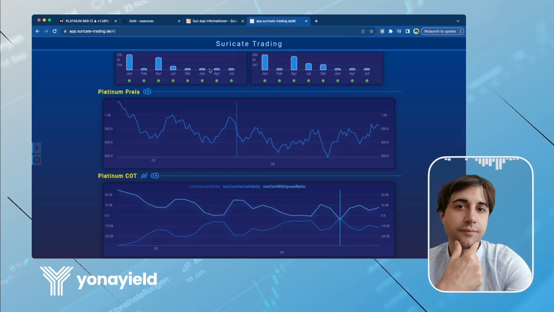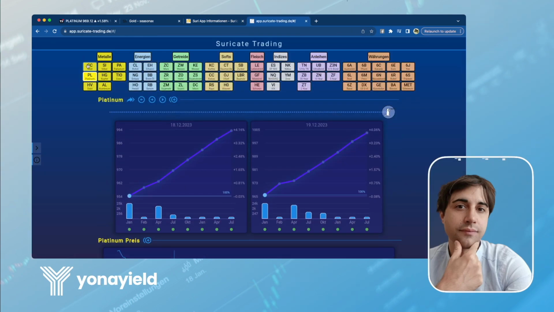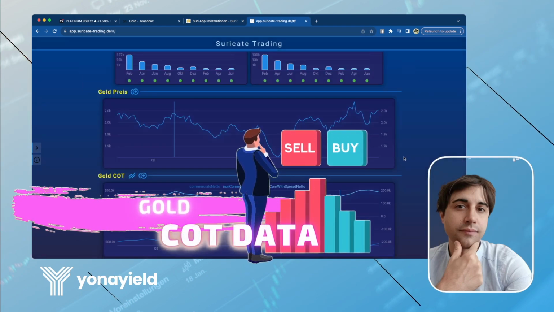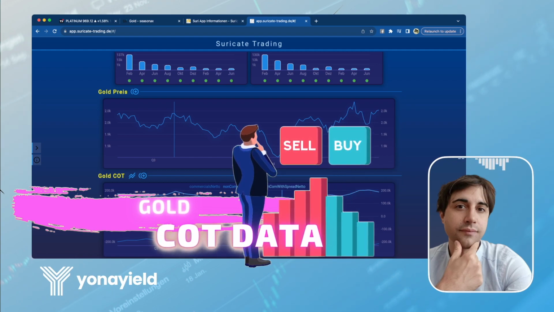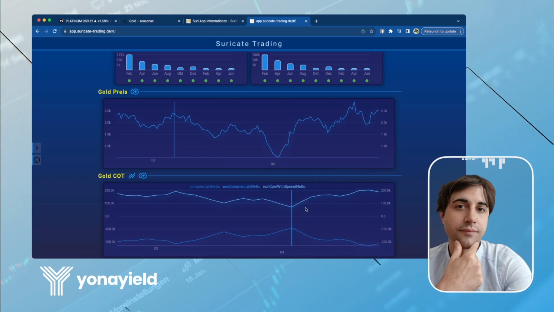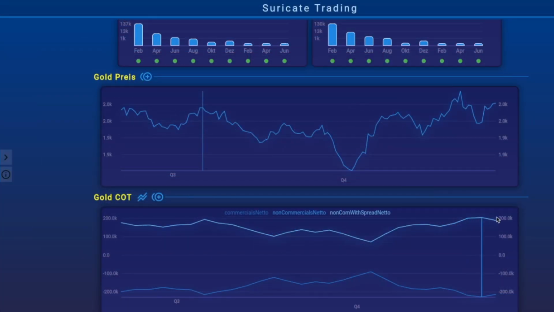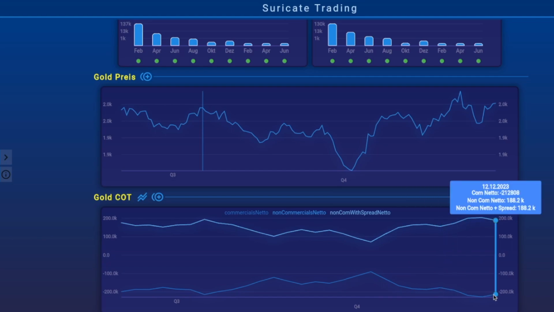Then let's have a look at gold right here. How does it look? Now again, the COT data is pretty clear. Also here we can see that the non-commercials, so this is the line above, the line that is brighter, they are basically long. As you can see, here's the zero line, and the commercials, they are short.